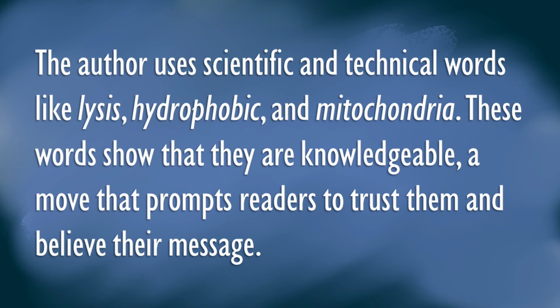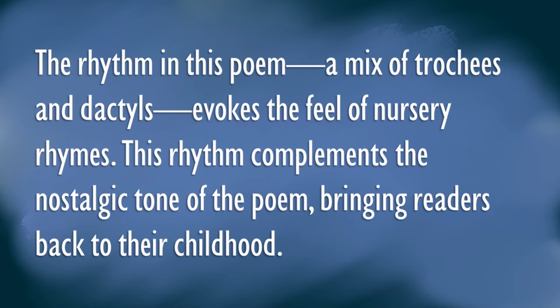See how this sentence goes a step further and explains why those details matter in terms of the object's overall purpose? The words are not just a demonstration of the author's knowledge. They have a purpose, one of getting readers to trust the author. Or you could say something like, "The rhythm in this poem, a mix of trochees and dactyls, evokes the feel of nursery rhymes," and then go on to explain why that pattern matters by saying, "This rhythm complements the nostalgic tone of the poem, bringing readers back to their childhood."